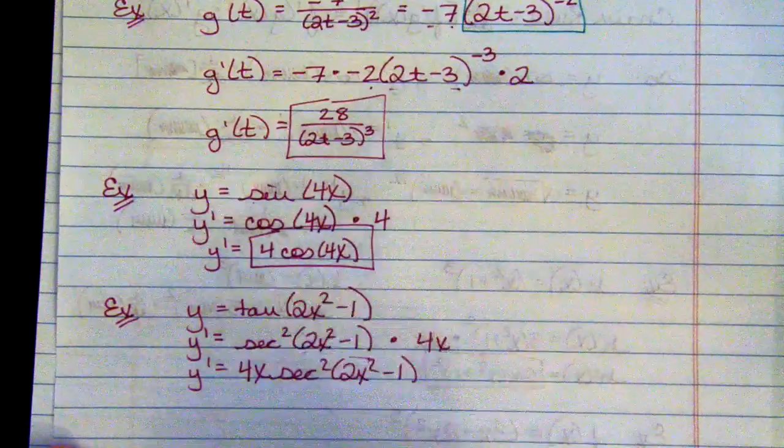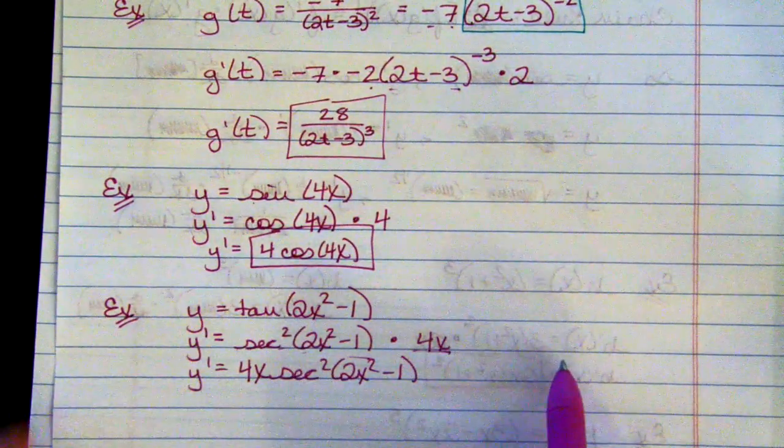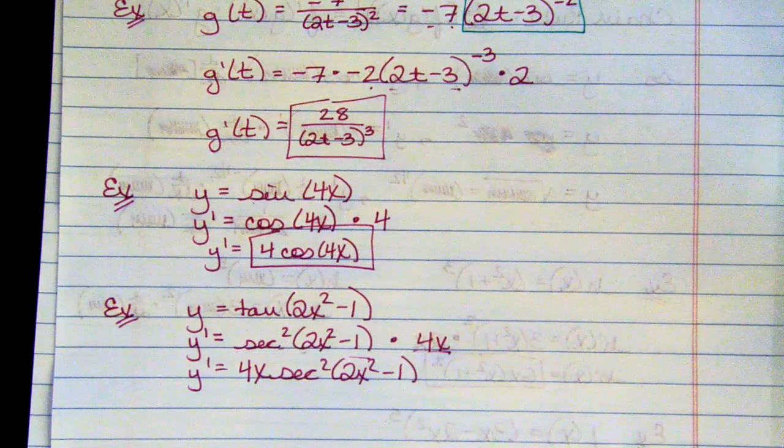And it really should be written like this so there's no confusion that the 4x is not inside your secant squared or anything like that. Did you get that one?